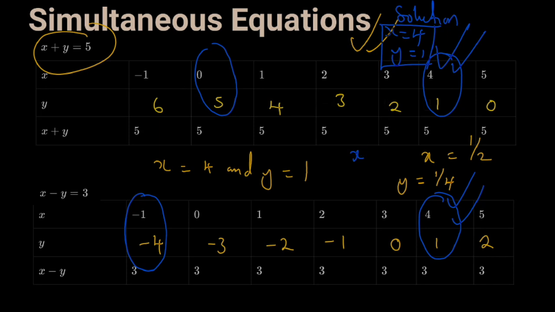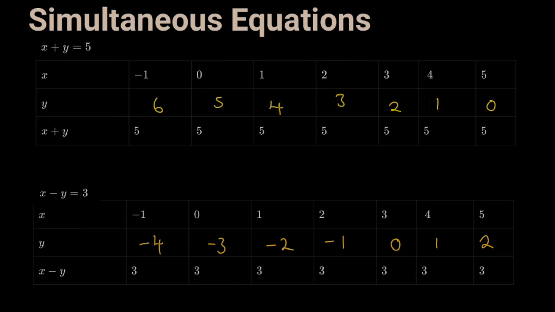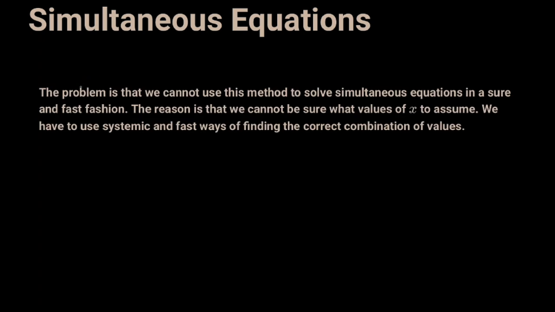So let me just try to give you the same explanation, but in a more formal way, okay? So the problem is that we cannot use this method to solve simultaneous equations in a sure and fast fashion. The reason is that we cannot be sure what values of x to assume. So here we're taking between negative 1, I think, up to 5. So we won't be able to know exactly what kind of numbers we're supposed to take. And then you wouldn't have the slightest idea about the actual roots, the actual solution for the equation.